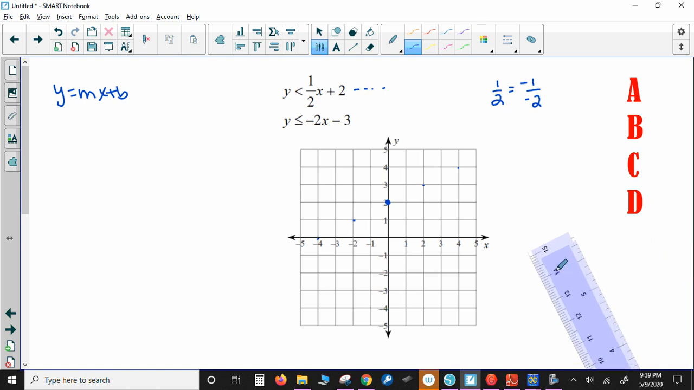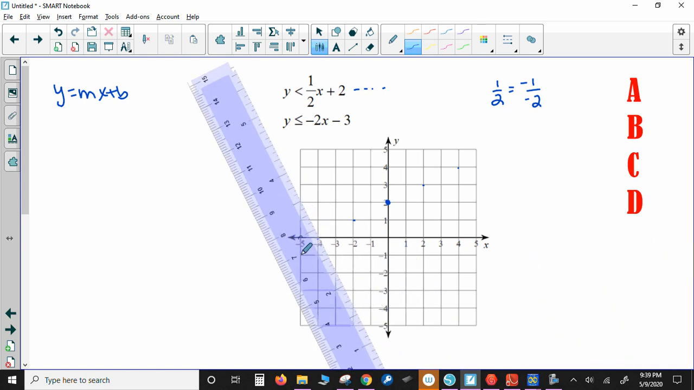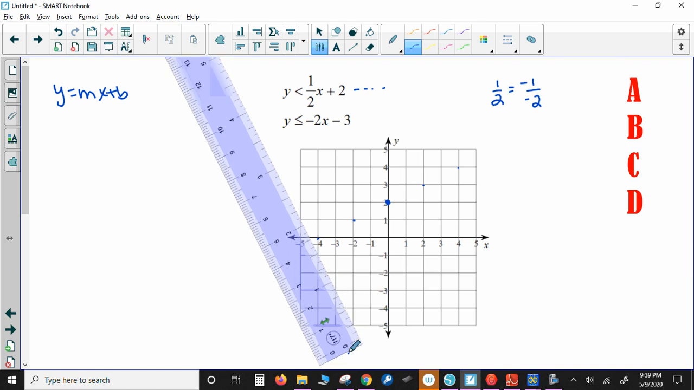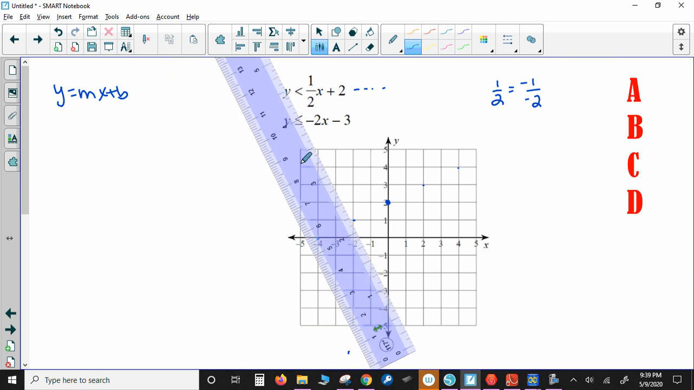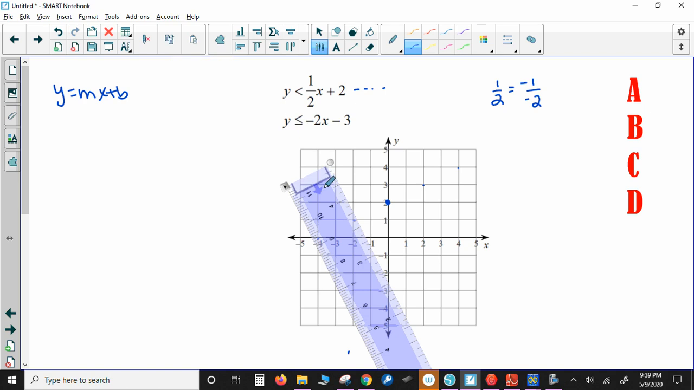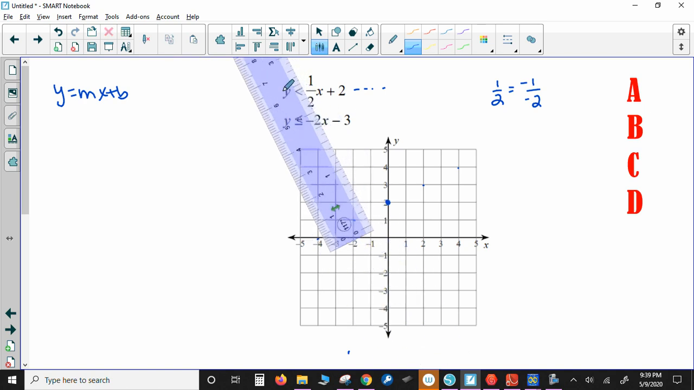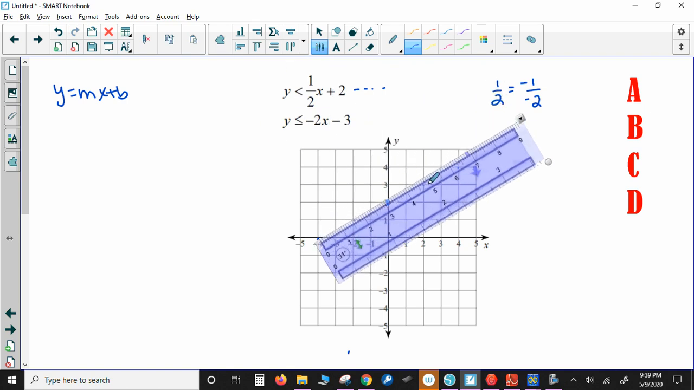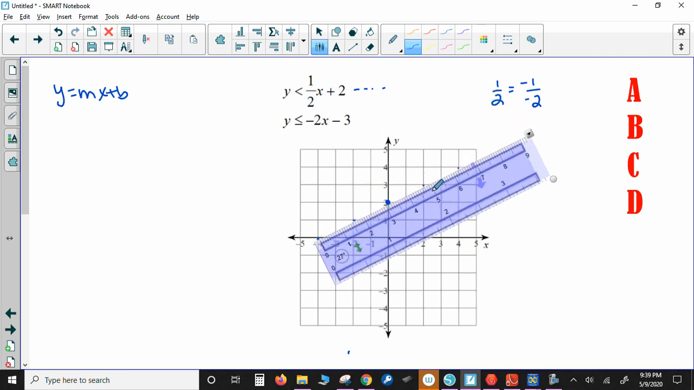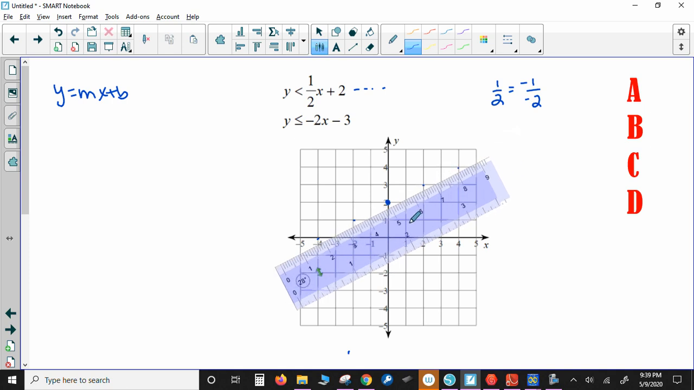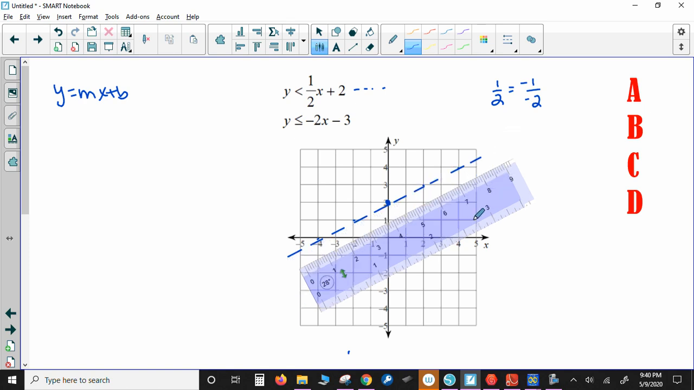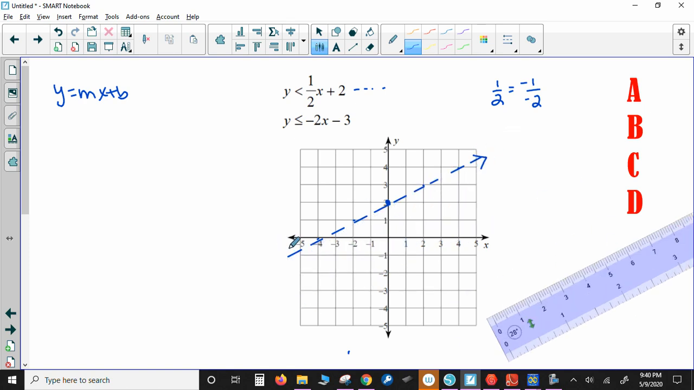So I can also go down 1 to the left 2, down 1 to the left 2. Okay, let's grab our ruler. This ruler is too long for my needs. That's going to be a little bit easier to deal with. Now, keep in mind that this is a less than, so my line has to be dashed. My line will go from one side of the graph to the other, and it needs to be dashed. I need to have arrowheads on either end.